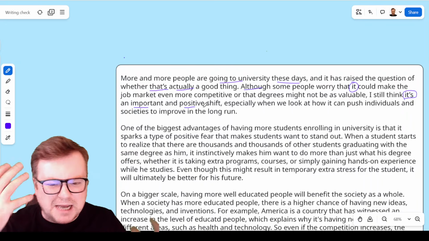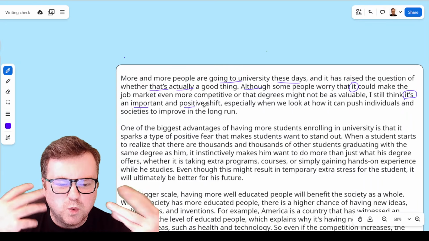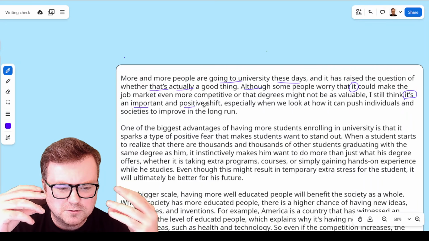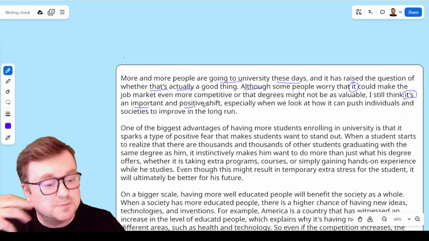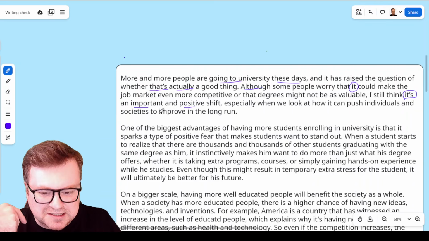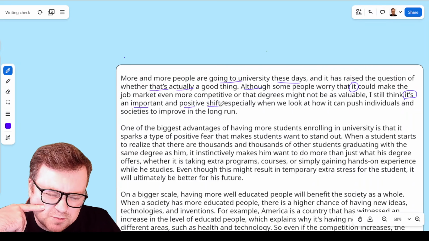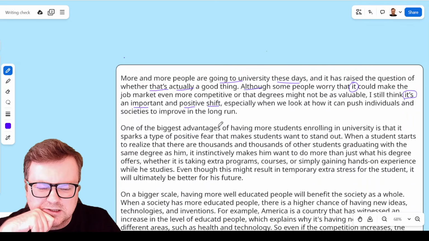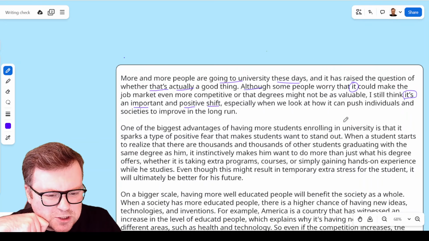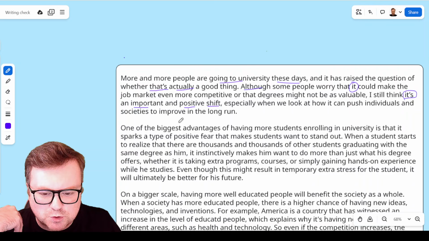Okay. So you're balancing, you're telling me what other people think. Oh no, you're telling me what you think. I think it's still an important and positive shift. Change is probably better than shift. Yeah, I don't like this use of shift, especially when we look at how it can push individuals and societies to improve in the long run.